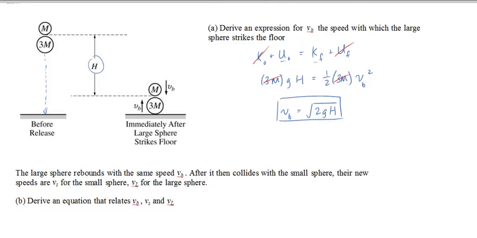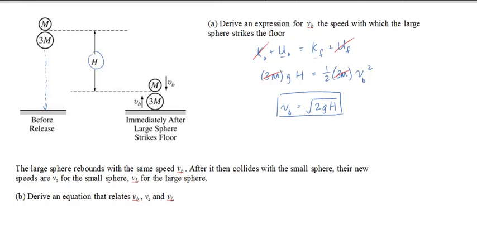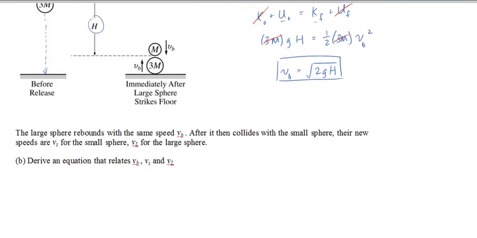Okay, so for part B, it tells us that a large sphere, this is indicating what's going on in the picture on the right. The large sphere rebounds with the same speed, sorry, with the same speed VB. Okay, after it then collides with the small sphere, their new speeds are Vs for the small sphere, Vl for the large sphere. And now it wants us to derive an equation that relates all of these speeds.